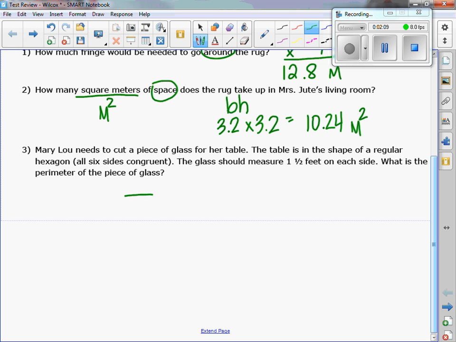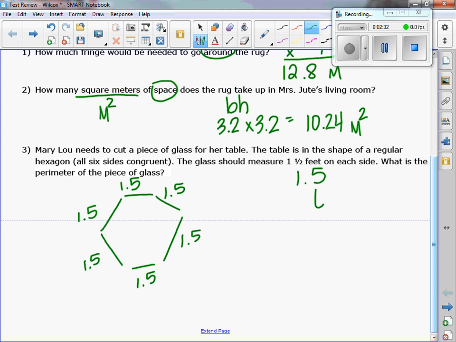If it helps you to see, you can draw yourself a little sketch of this hexagon, 6 sides. So we have 1.5 feet for all 6 sides. So distance around, perimeter, we're going to add every single piece. Or because they're all the same length, we can go ahead and take 1.5 and multiply it by 6 to find its perimeter. That comes out to 9 feet.